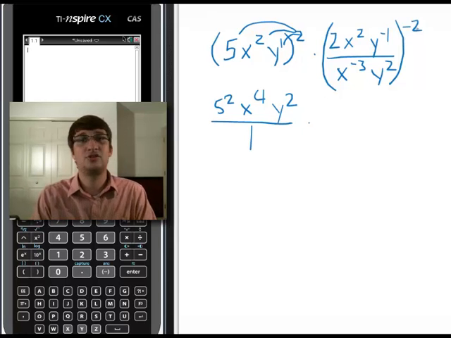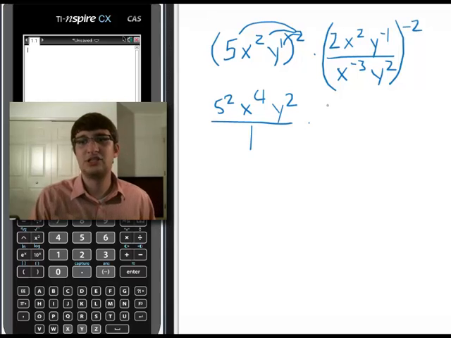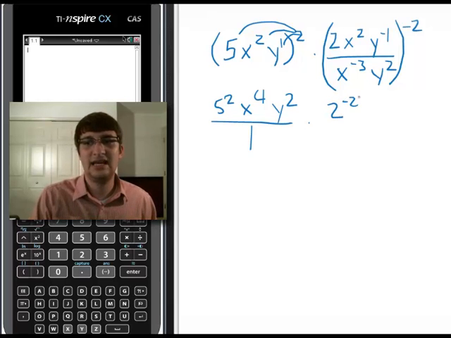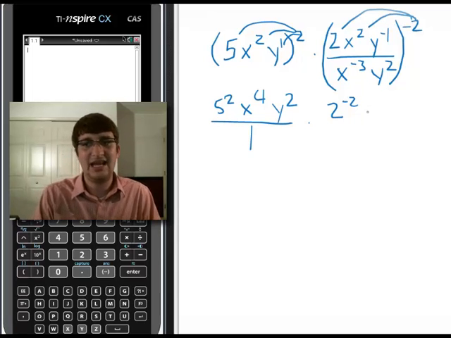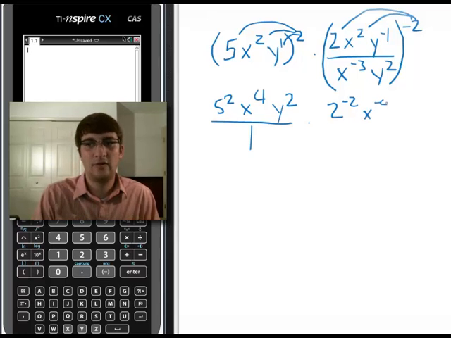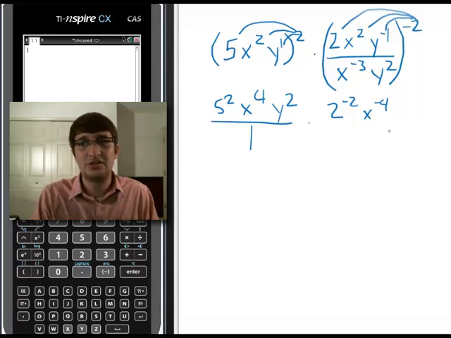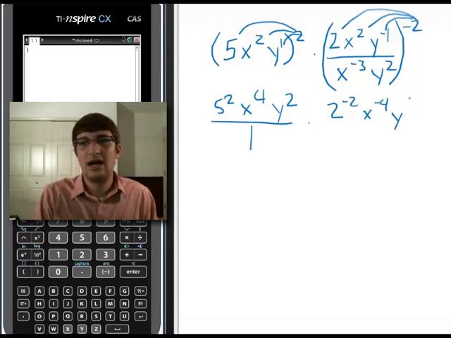Okay, now I'm going to distribute this negative 2. So this 2 is going to be raised to the negative 2 power when I distribute it. This 2 right here, 2 times negative 2 will give me the exponent of negative 4. So x will be raised to the negative 4th power. This negative 2 will be distributed here. Negative 1 times negative 2 is just going to be a positive 2. So it's just going to be y squared.